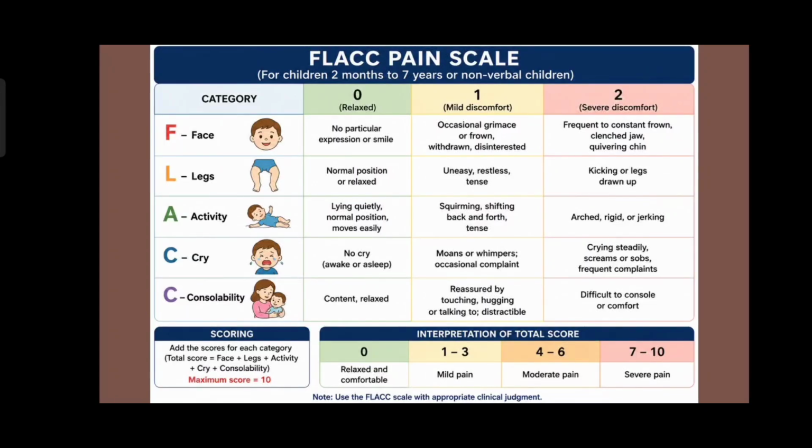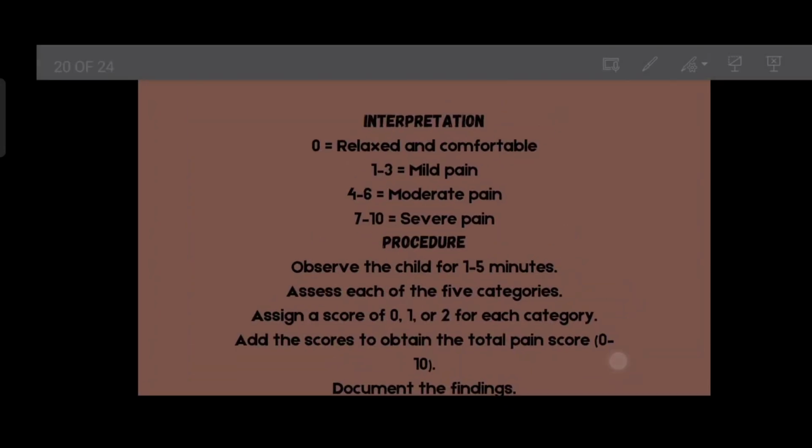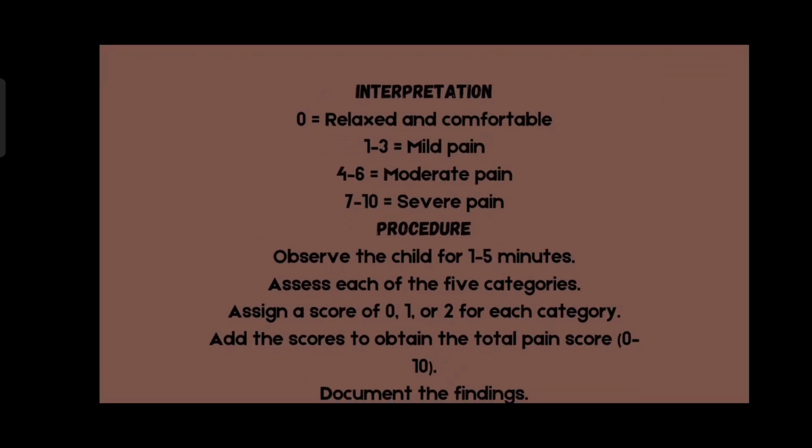Here 0 means relaxed and comfortable. If it is 1 to 3, that is mild pain, 4 to 6 means moderate pain, and 7 to 10 means severe pain. The maximum score is 10. Out of 10 we will get one value. If it is coming as 3, then it is a mild pain. If it is coming as 8, then it is severe pain. Like that we can identify the intensity. That is what they are explaining here also.